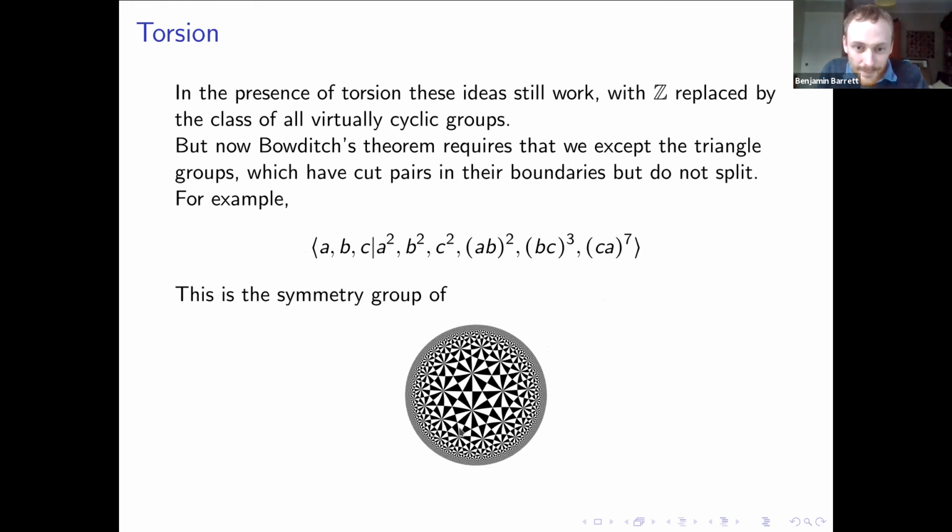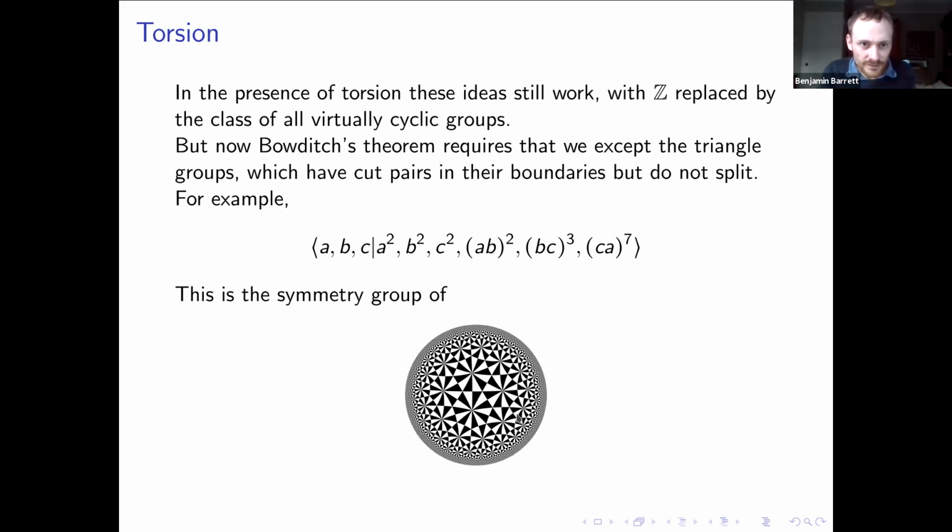This group acts on the hyperbolic plane because this is a tiling of the hyperbolic plane. So its boundary is a circle. Circles definitely contain cut pairs, but this group sadly doesn't split over Z or indeed over anything. This group has a special property called Serre's property FA, which says that whenever this group acts on a tree, it fixes a point. So really there aren't any interesting actions of this group on trees. I'm just putting that out there to warn you off thinking that the theorem holds for groups with torsion as well.